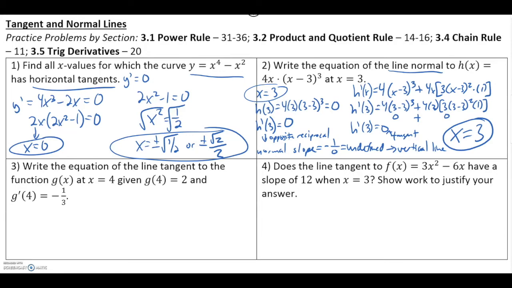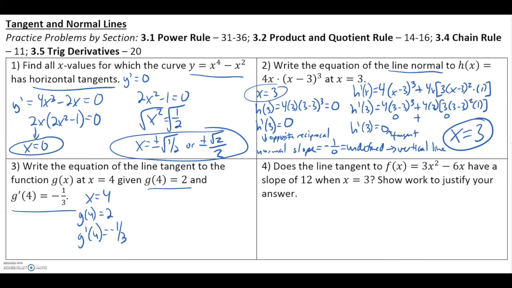Problem 3. Write the equation of the line tangent to the function g of x at x equals 4, given g of 4 equals 2, and g prime of 4 equals negative 1/3. Remember, for a tangent, we need 3 things, just like with the normal. We need our x value, which we have. We need our function evaluated at that x, which we were also given, and we need our tangent slope, which we have from that last piece of information.